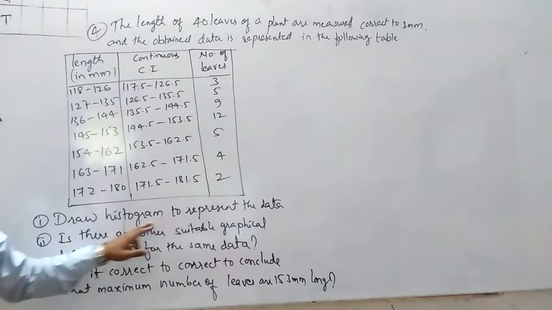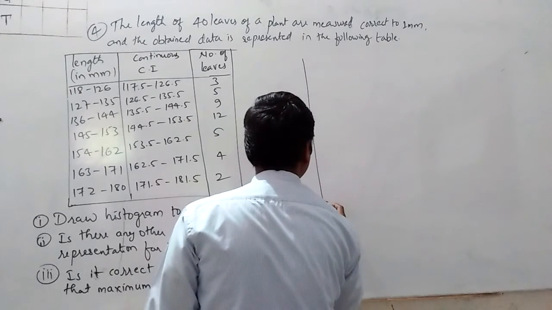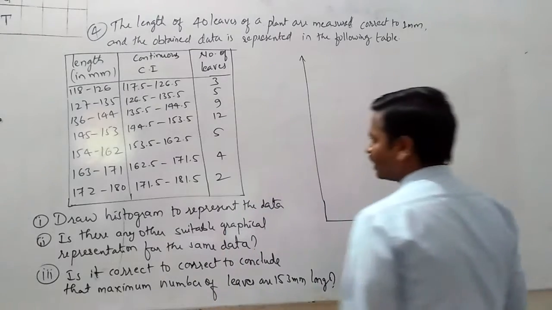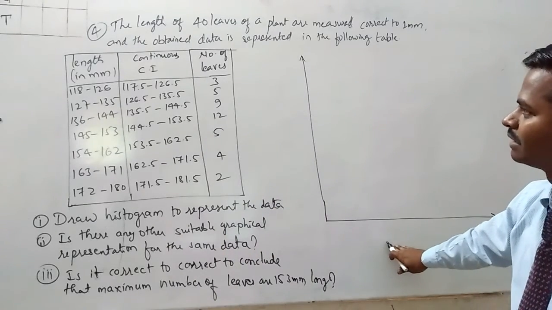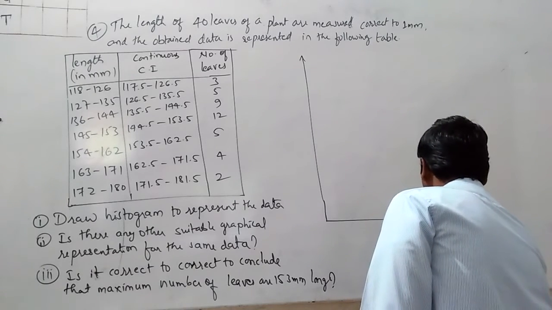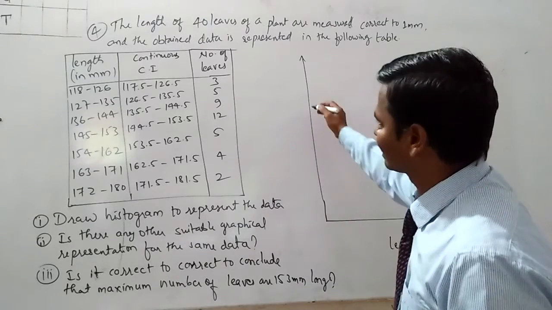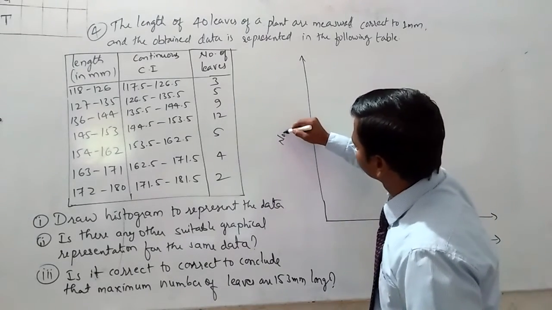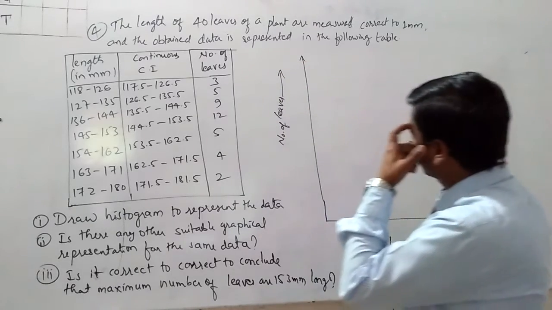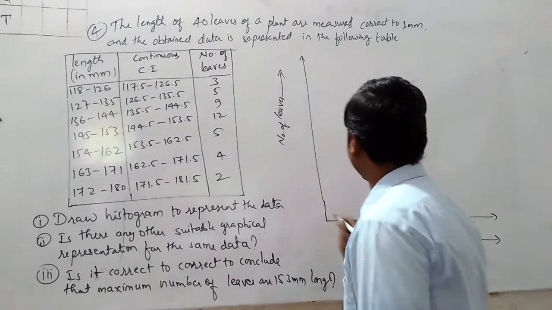First, draw the histogram to represent the data. First, draw the x-axis and y-axis. On the x-axis, we will write the length of leaves, and on the y-axis, the number of leaves. Now the length of leaves starts from 117.5.